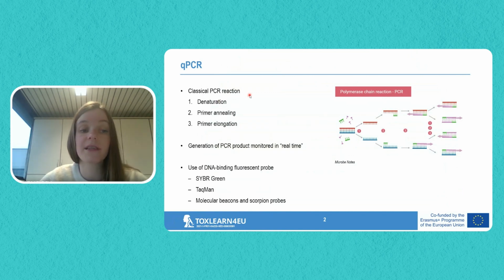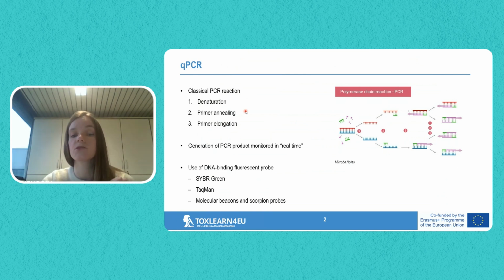Like a classical PCR reaction, the cycles of a qPCR reaction consist of three different steps. The first step is denaturation, which means that the two strands of double-stranded DNA will separate. In the second step, primers will anneal. So this means that they will bind to their complementary sequence. And subsequently, the primers will elongate, again forming double-stranded DNA. And through this process, the amount of PCR product is doubled with each PCR cycle.